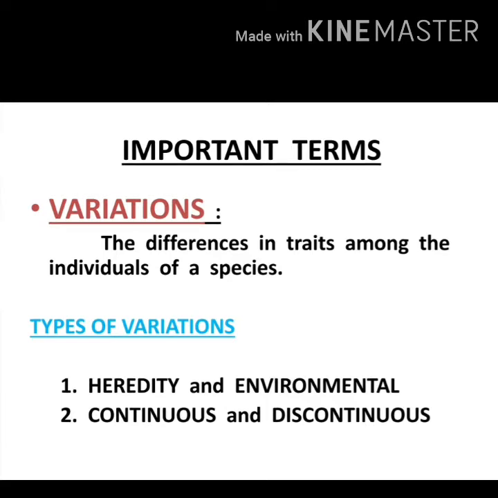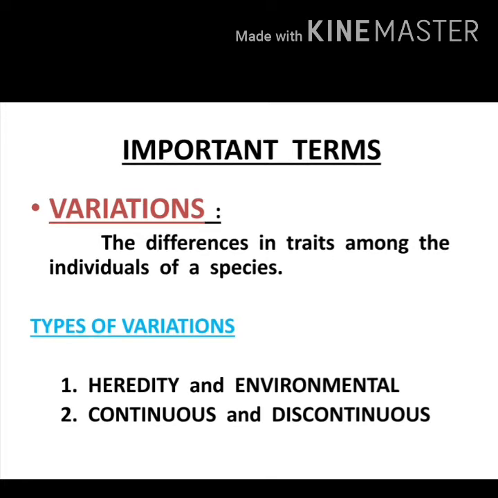The different types of variations are, first, hereditary variation and environmental variations. Second, continuous variation and discontinuous variation. Let us now see what is hereditary and environmental variations.